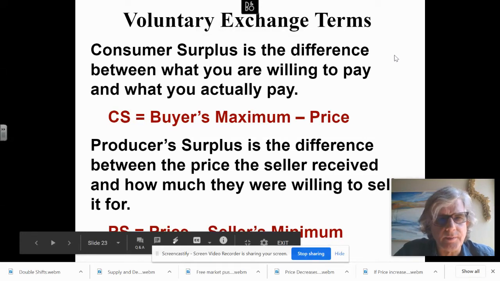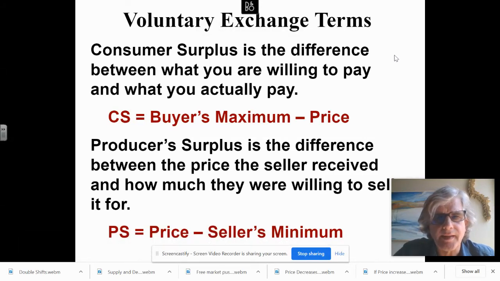Voluntary exchange terms. We have consumer surplus, and that is the difference between what you are willing to pay and what you actually pay. And it's actually from the equilibrium price up to the demand curve. You'll see that area on the next slide. And then producer surplus is the difference between the price the seller received and how much they were willing to sell it for. So typically it's on the supply curve and increases up to the actual equilibrium price.